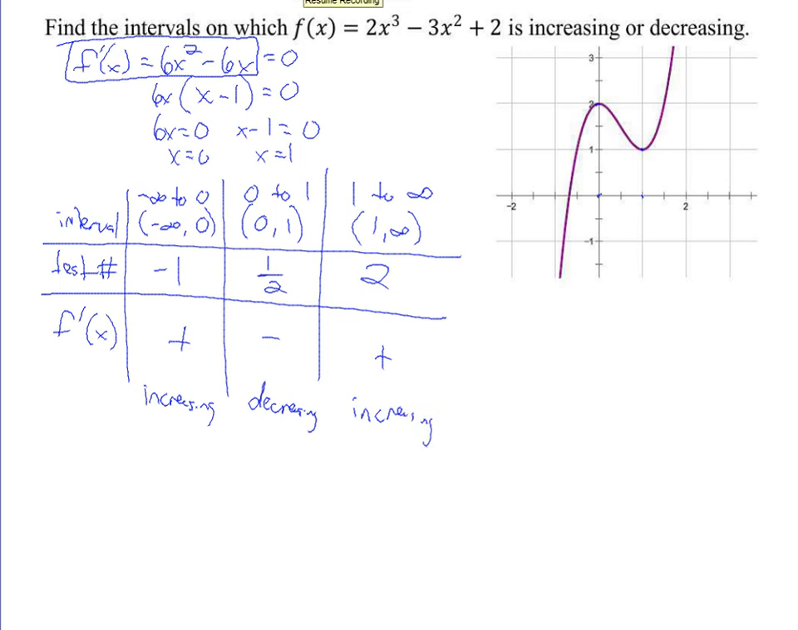So now to wrap up the problem, it says find the intervals on which this function is increasing or decreasing. Well, we found out that we are increasing on the interval from negative infinity to 0. And we're also increasing on the interval 1 to infinity. And now you can use your union or intersection.